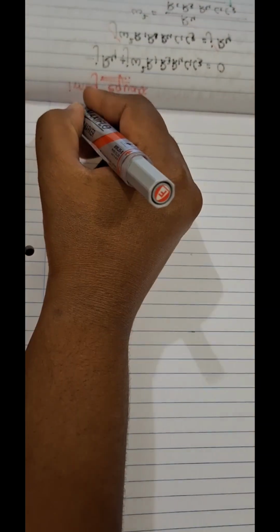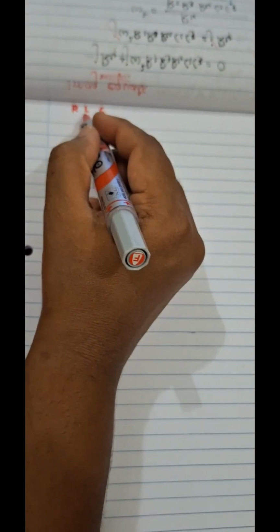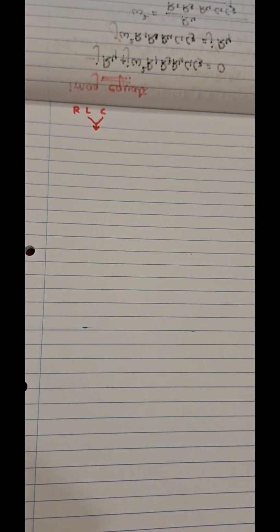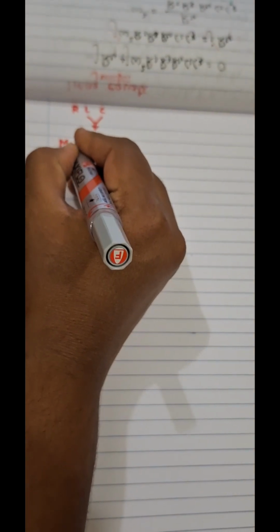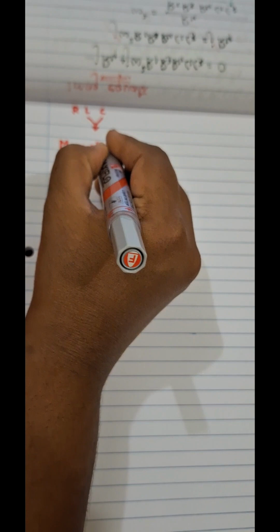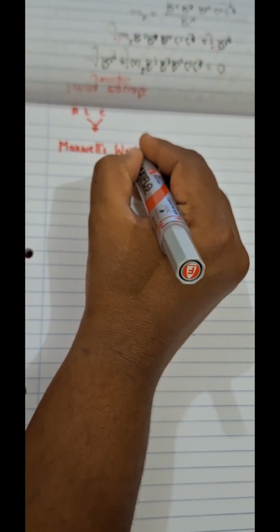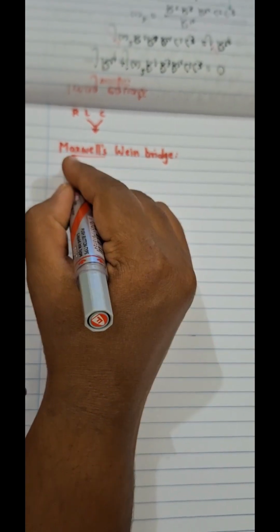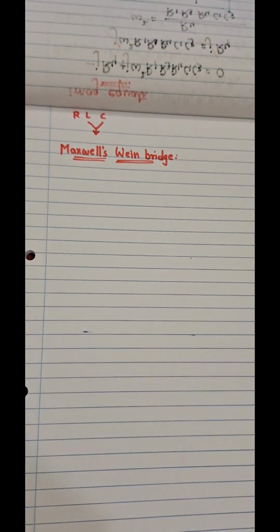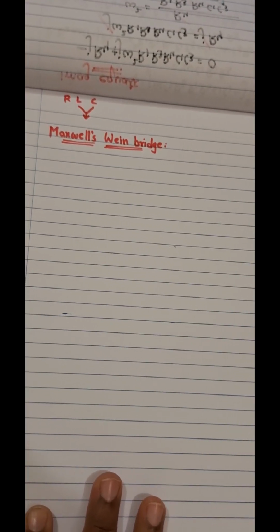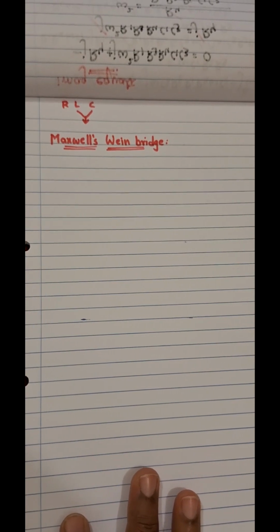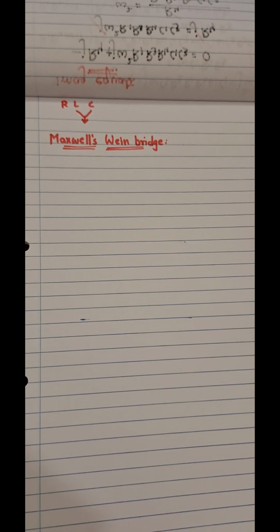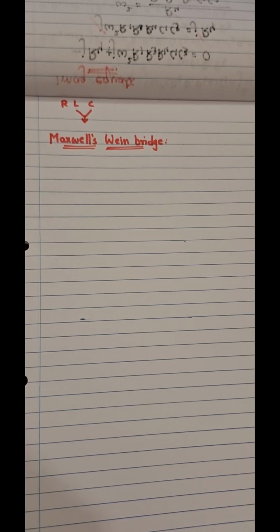So now the next method, for measuring resistance, inductance, and capacitance. Commonly, if you want to know the inductor and capacitor in a circuit, then you can use Maxwell's Wein bridge method. Okay, so this method is called Maxwell's Wein bridge. For this bridge, the circuit is a combination of inductance and capacitance. So this is also called Maxwell's inductance and capacitance bridge.